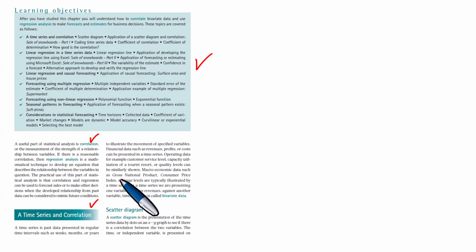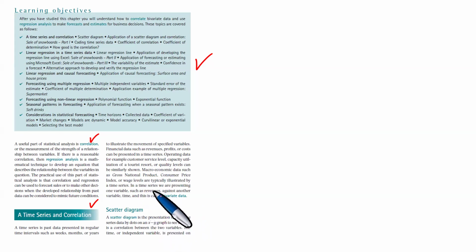Macroeconomic data, such as gross national product, consumer price index, or wage levels, are typically illustrated by a time series. In a time series, we are presenting one variable, such as revenues, against another variable, time, and this is called bivariate data. Right, bivariate data.